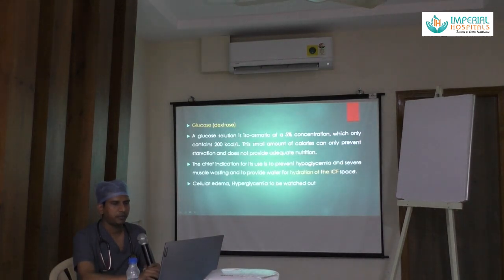For example, in diabetic ketoacidosis, where intracellular dehydration is noted, we have to give dextrose containing solutions. Free water will go into the intracellular space and replace the volume. Cellular edema and hyperglycemia are to be watched out. For example, in brain trauma, already there will be edema in the brain, and if we give more dextrose, we are doing more harm to the brain. Intracellular edema will increase, and so we should avoid dextrose containing solutions in head trauma patients.